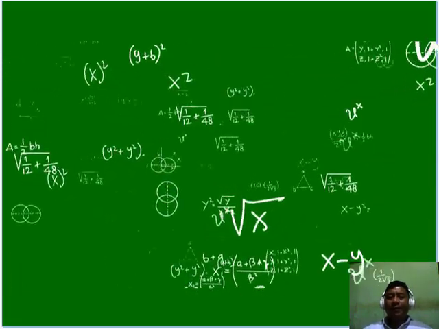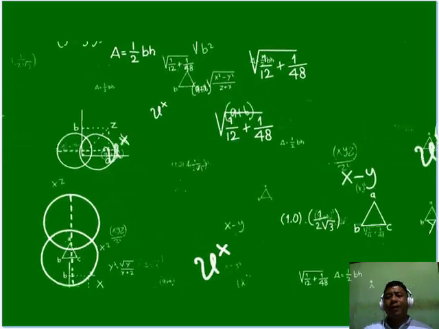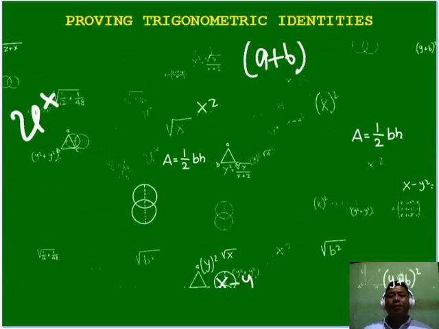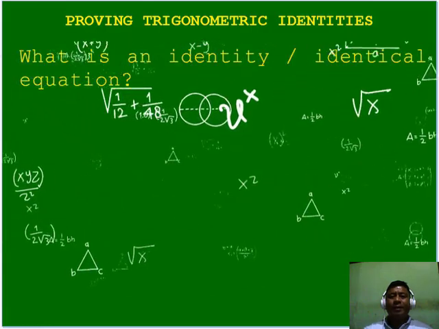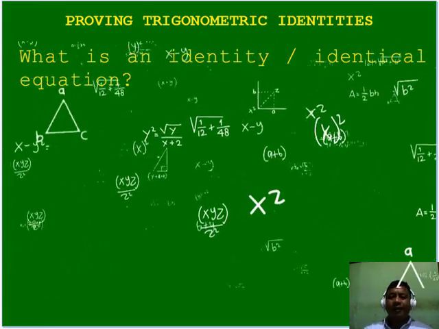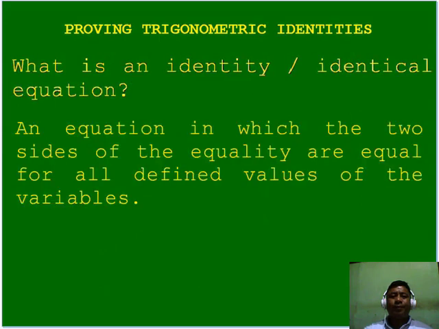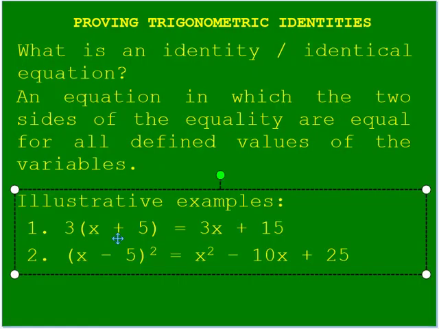The topic I will be discussing for today's tutorial is all about proving trigonometric identities. What is an identity or identical equation? An equation in which the two sides of the equality are equal for all defined values of the variables. Consider illustrative examples. Number 1.